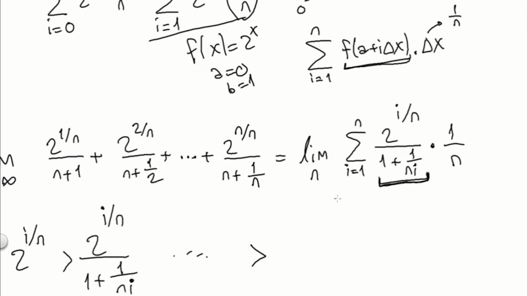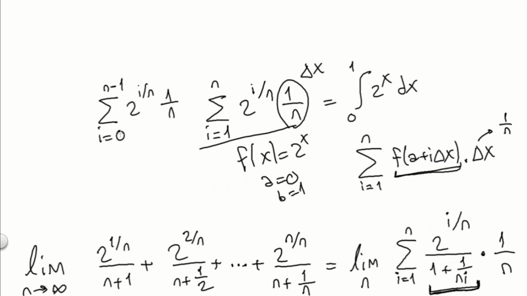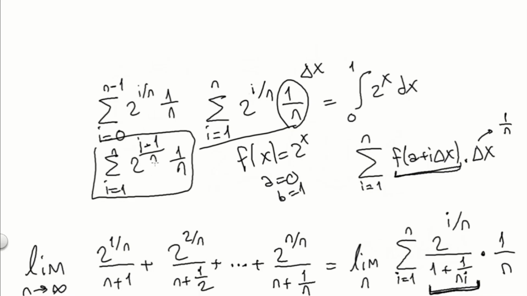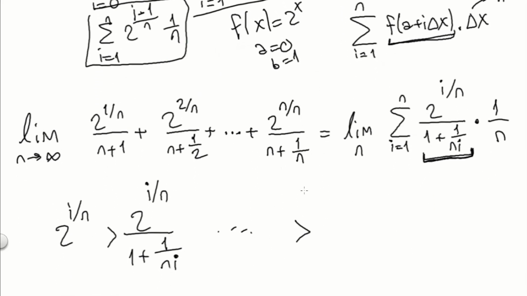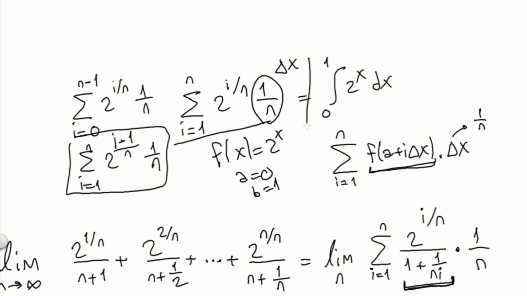But here I have this sigma notation where I goes from 1 to n, so I don't want to change it. I can replace I with I minus 1, just shifting the index by 1. So this will go to I from 1 to n, 2 to the I minus 1 over n, times 1 over n. So this would be the left Riemann sum. Which means that if I find my lower bound 2 to the I minus 1 over n, then I will be done, and my limit will be equal to this thing.